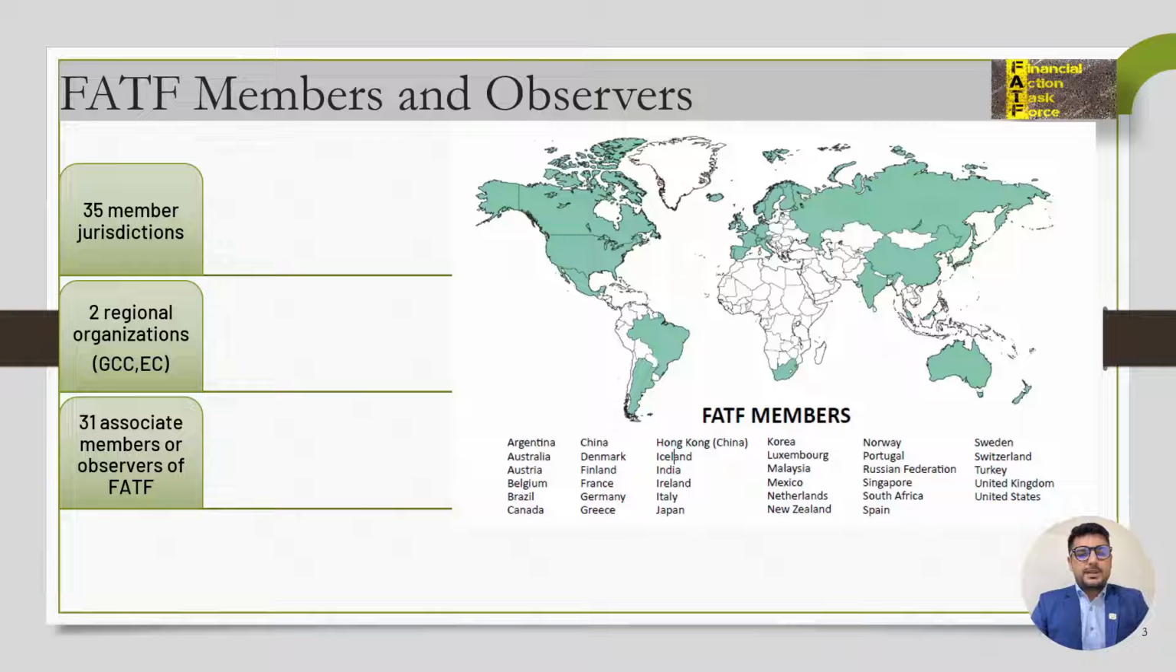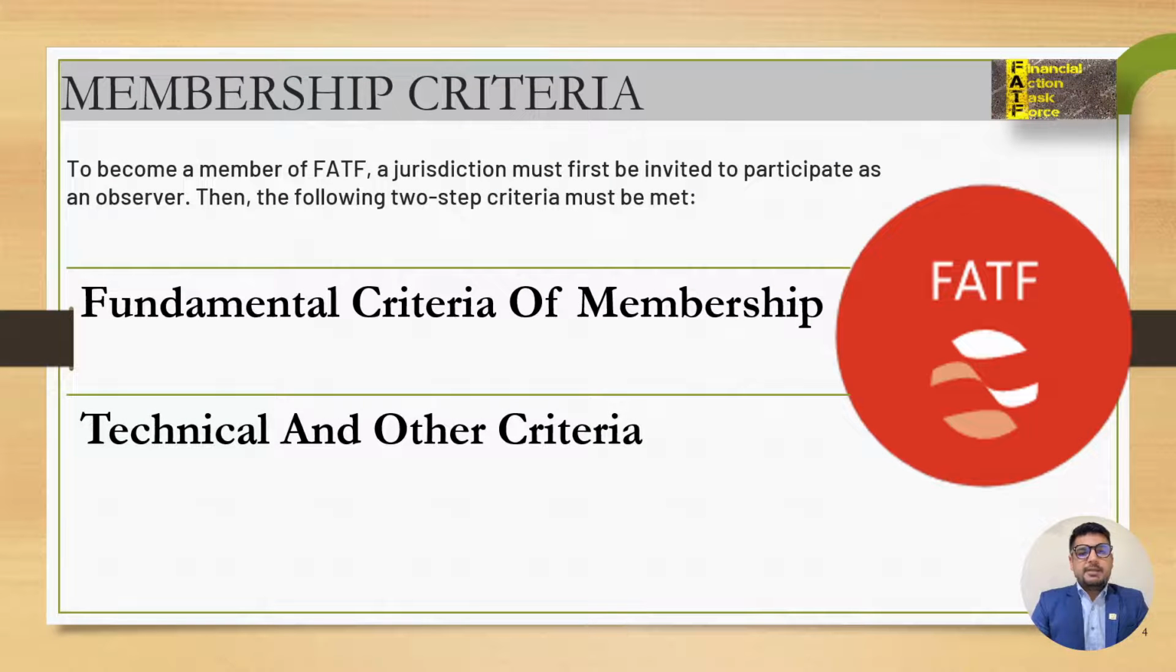Then there are two regional organizations as well: the first one is the Gulf Cooperation Council, and the second one is the European Commission. There are also 31 associate members or observers of FATF. So here is the membership criteria.